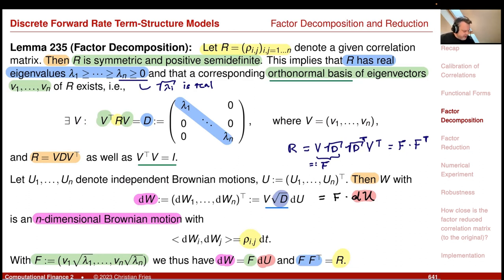So there are two "then" statements here, and maybe this has to be proven: if R is a correlation matrix, it is symmetric and positive semi-definite. The other part is just basic linear algebra. And then there is the claim that this definition of the Brownian motion W is the one that I would like to have: a Brownian motion with instantaneous correlation. So this little lemma tells me how we construct our correlated Brownian increments dWi from the uncorrelated Brownian increments dUk.